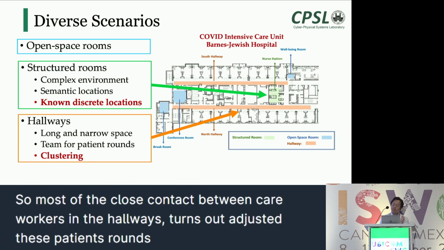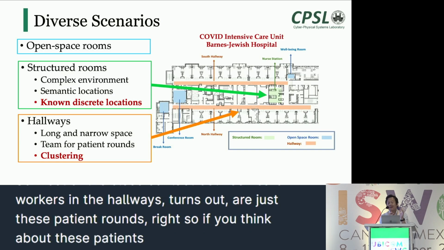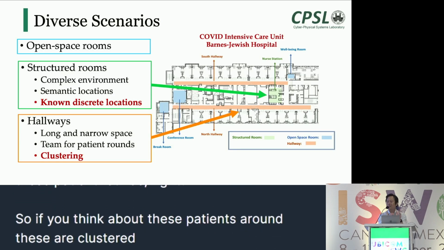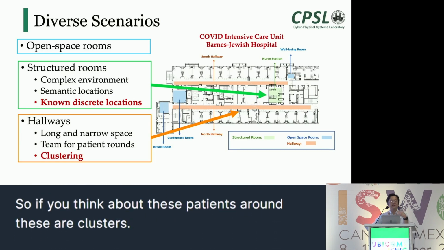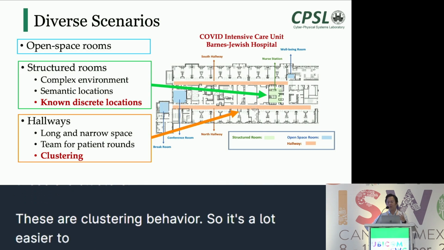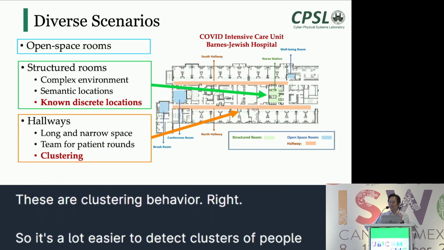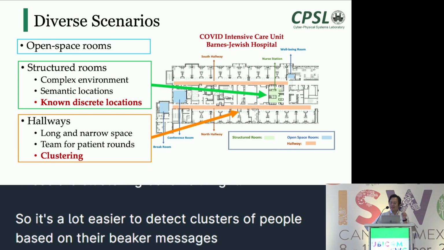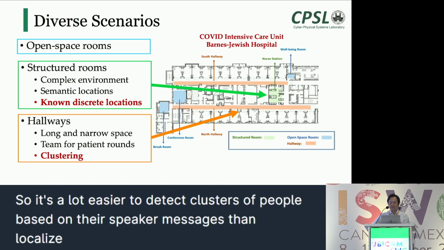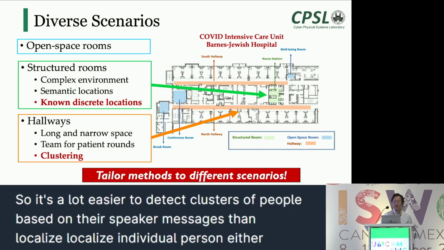If you think about these patient rounds, these are clusters. These are clustering behavior. So it's a lot easier to detect clusters of people based on their beacon messages than to localize an individual person in there. Just to give you an example.